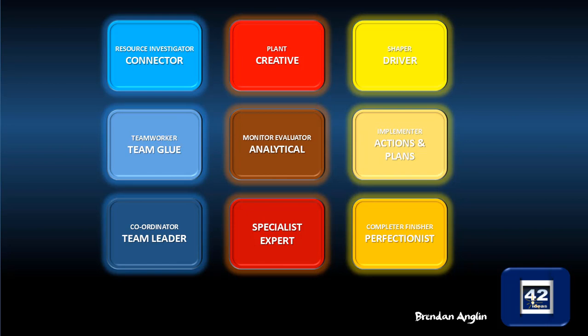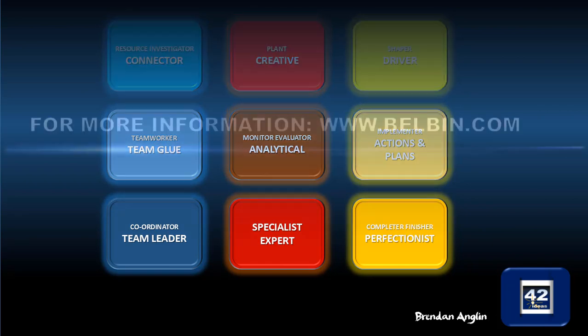And then we look at the action-oriented roles. Well, the shaper is a driver, pushing everybody to move on and to continue and to get things done. The implementer is focused on actions and plans, and the completer finisher is a perfectionist. These are the 9 Belbin roles.